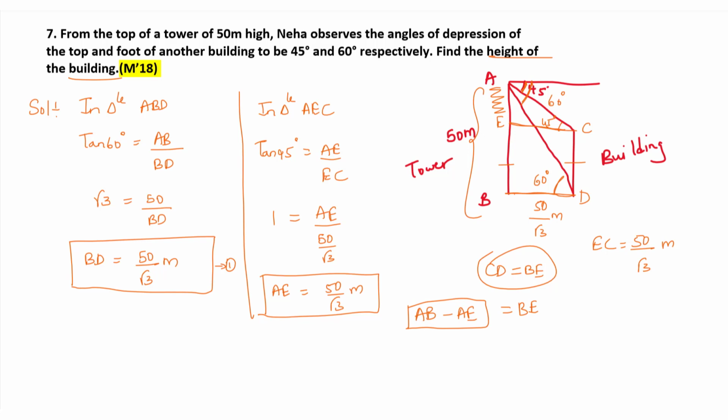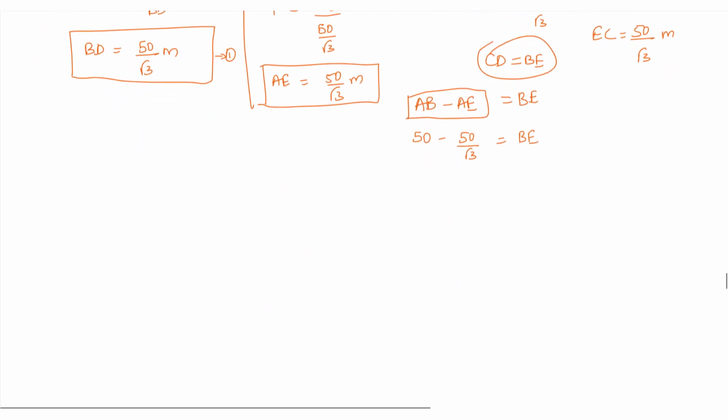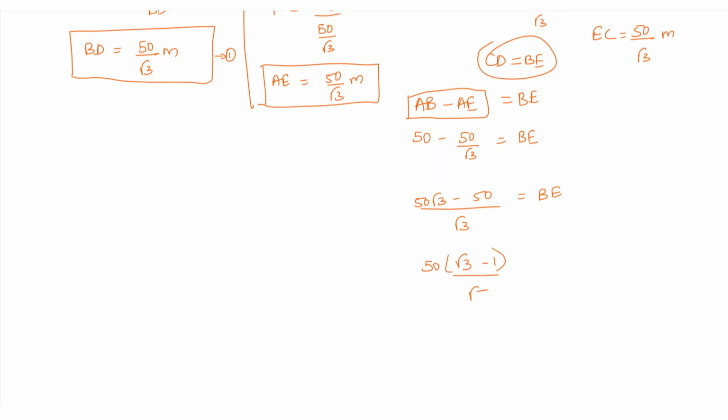That is, AB is 50 and AE is 50 by root 3. Hence that will be equal to BE. On doing LCM, we'll get (50 root 3 minus 50) by root 3, which is equal to BE. Taking 50 common, it will be 50 (root 3 minus 1) by root 3. That is equal to BE. Hence, you should not have root in the denominator. So, 50 (root 3 minus 1) by root 3 into root 3 by root 3.